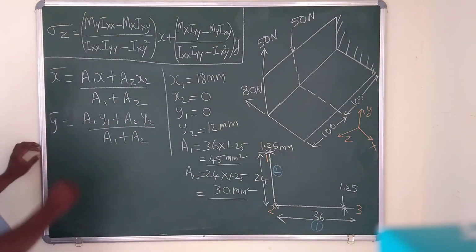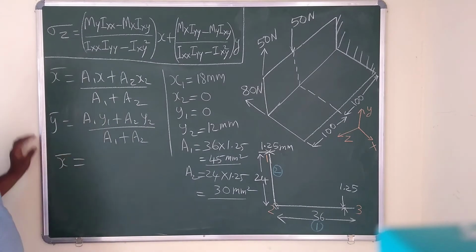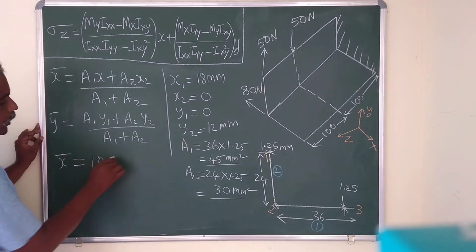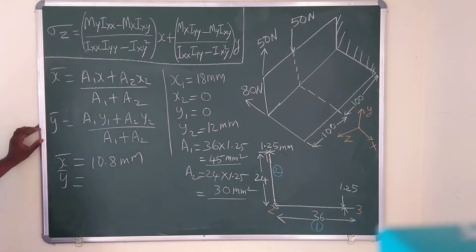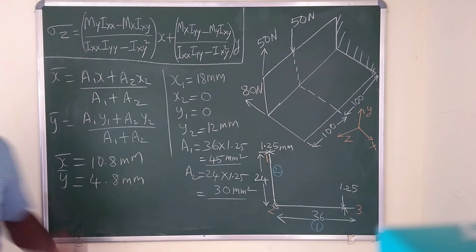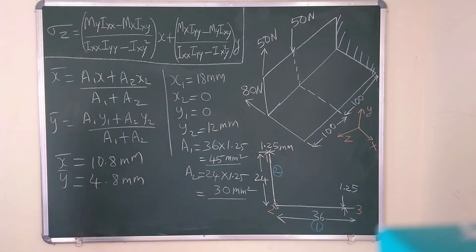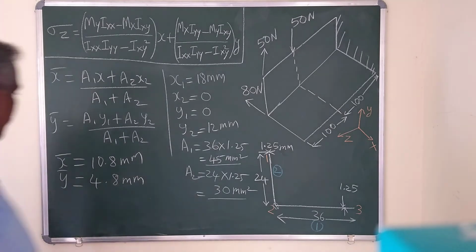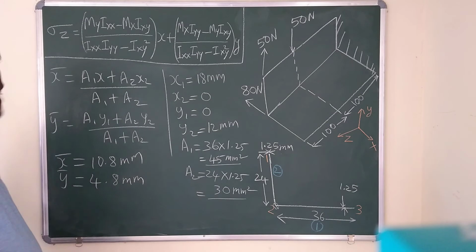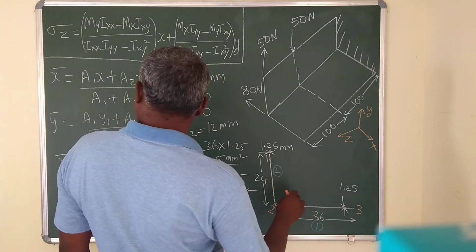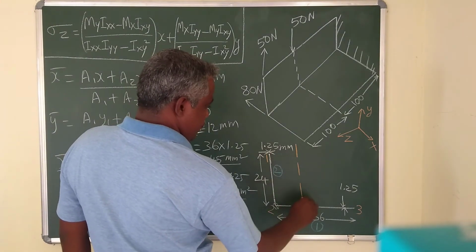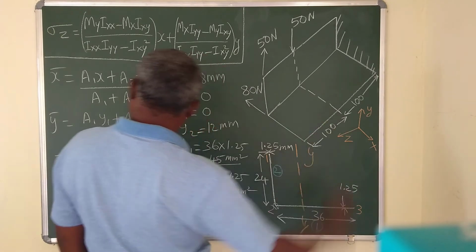If you substitute here, you will get x bar is equal to 10.8 millimeter and y bar is equal to 4.8 millimeter. So now we have obtained the x bar value and y bar value. Now we can locate the centroidal x-x axis and y axis. So x bar is 10.8 to the right of the reference point, you can locate the y axis. This is my y axis.